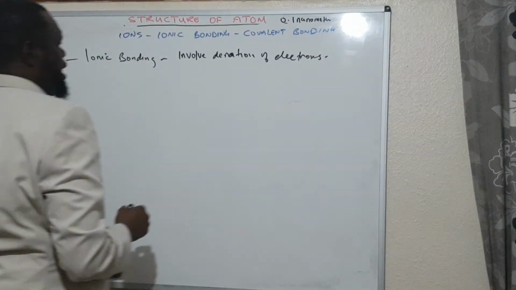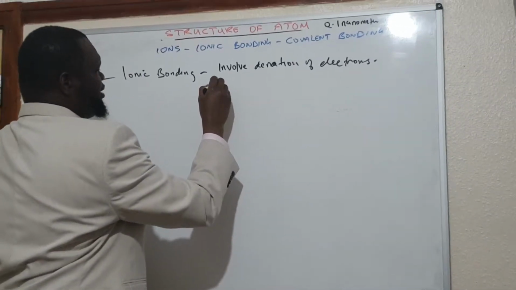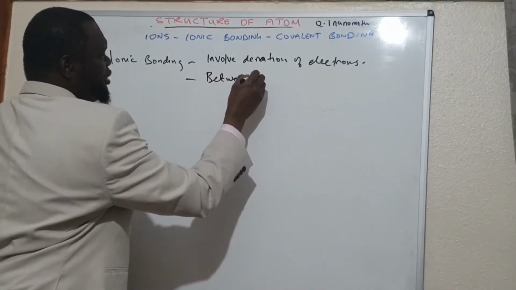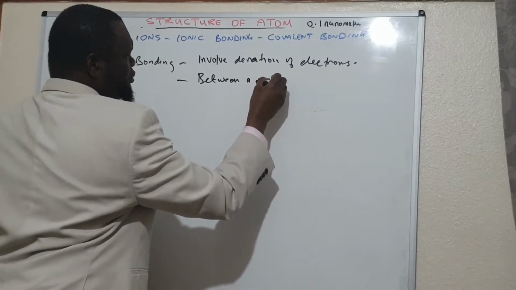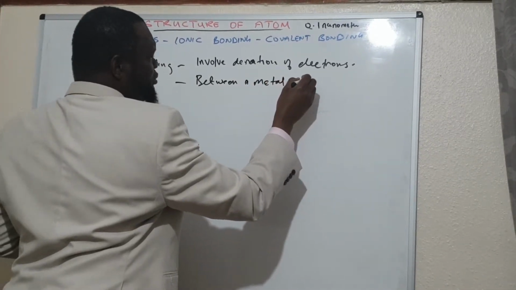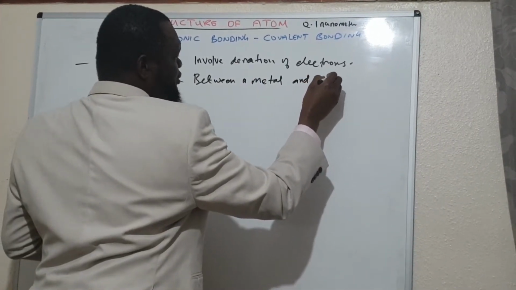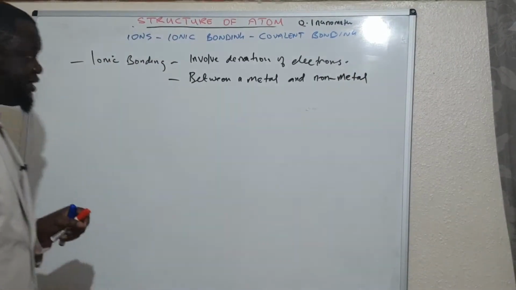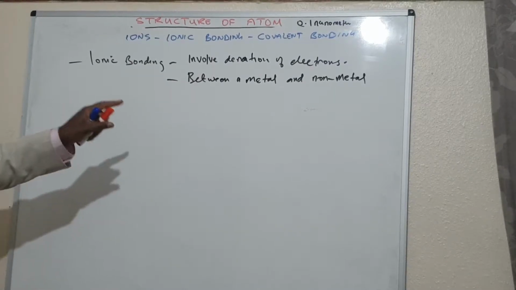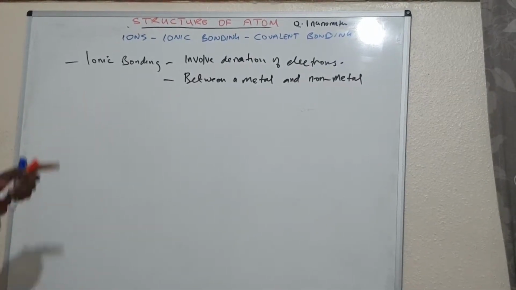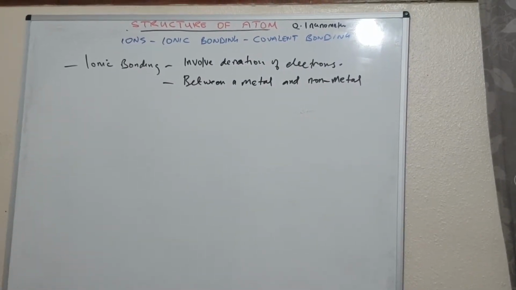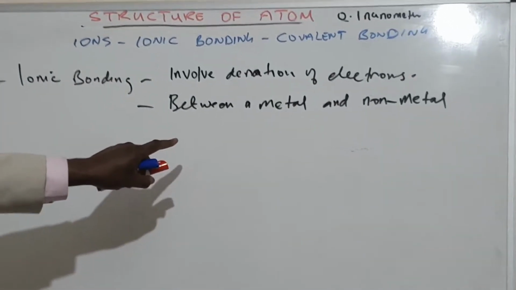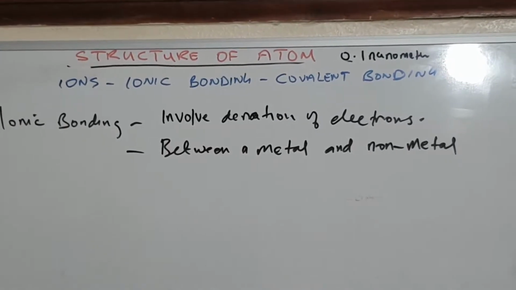And most of the time it is between a metal and a non-metal. You can see a metal will be the one that will donate electrons, and a non-metal will be the one that receives electrons. That's why all ionic bonding are between a metal and a non-metal.